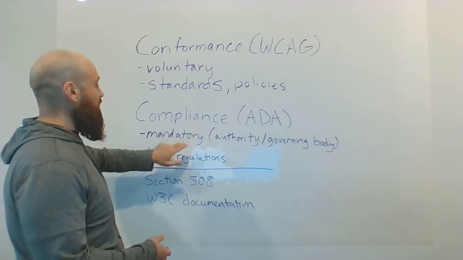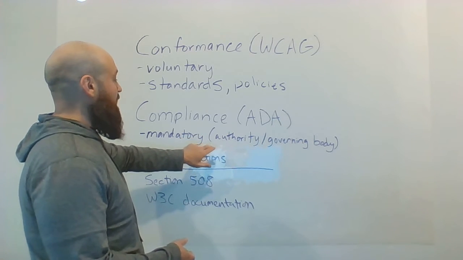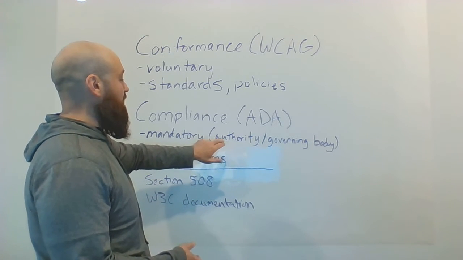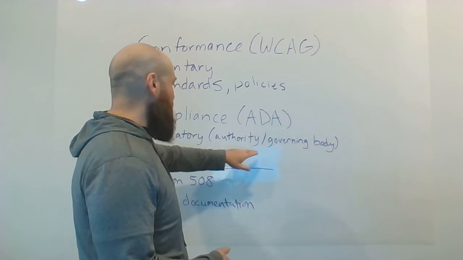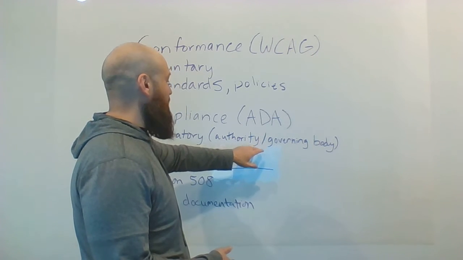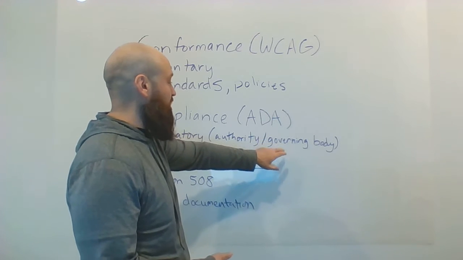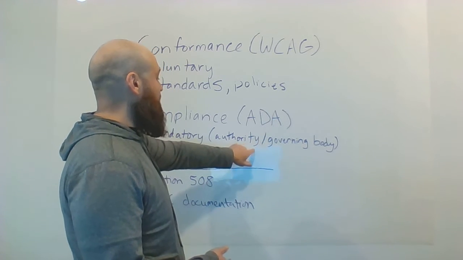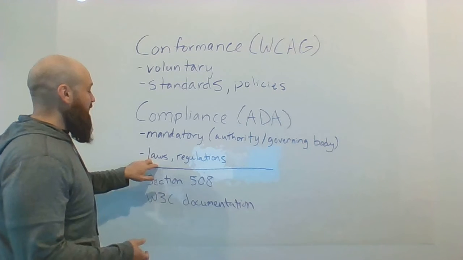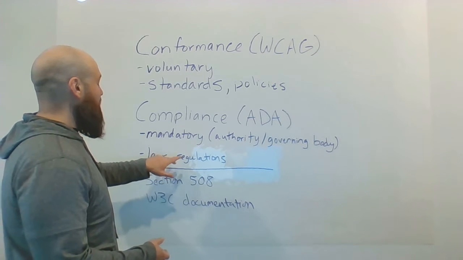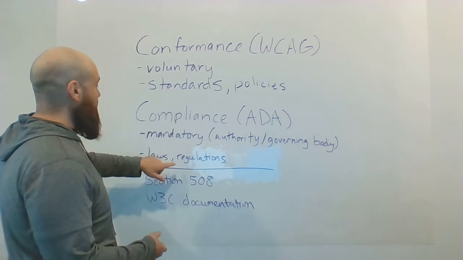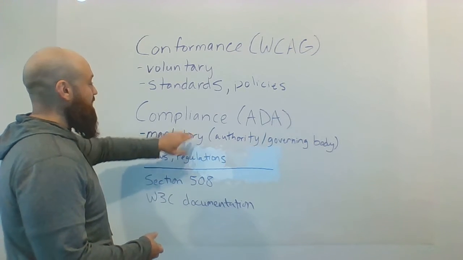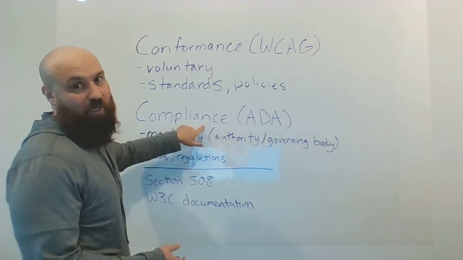So compliance refers to something that is mandatory. And this is going to be typically from an authority or a governing body. Think of this as it could come from the law, it could come from a federal agency, something like that. And compliance refers to usually formal requirements, so laws and regulations. Again, this is not voluntary, this is mandatory, so we use the word compliance.